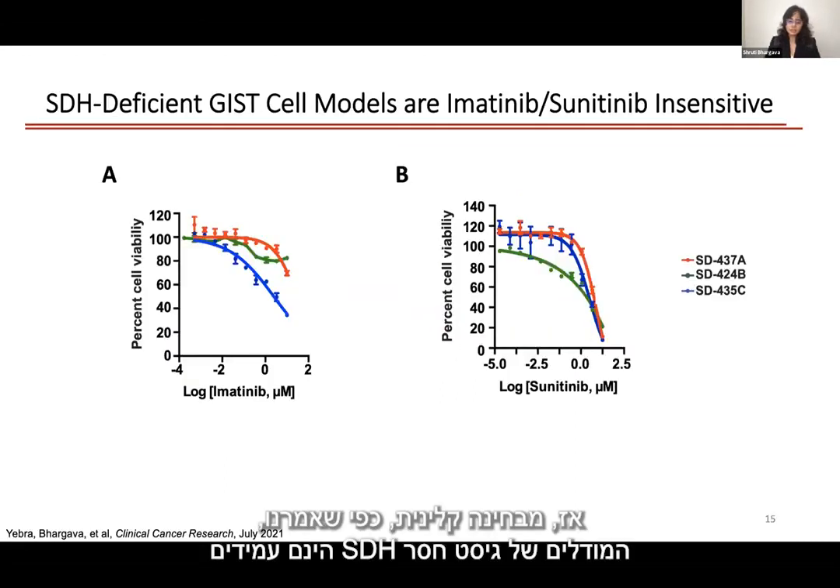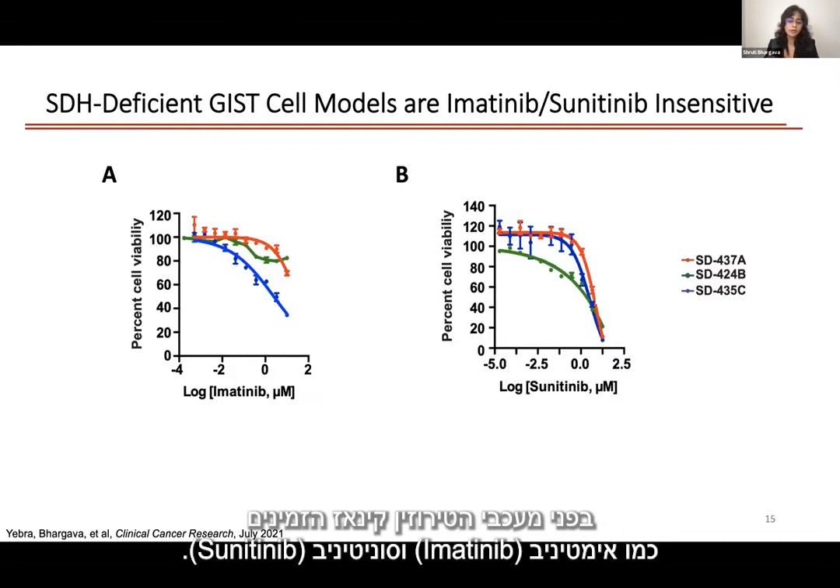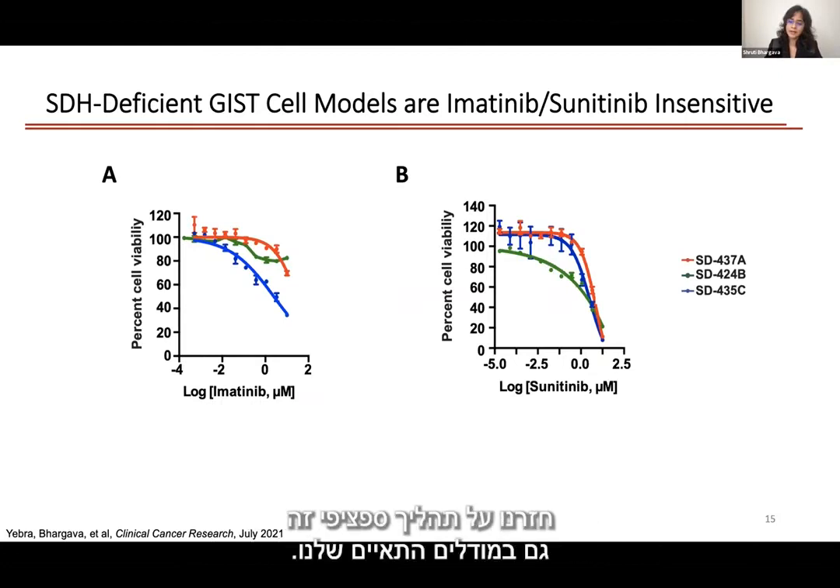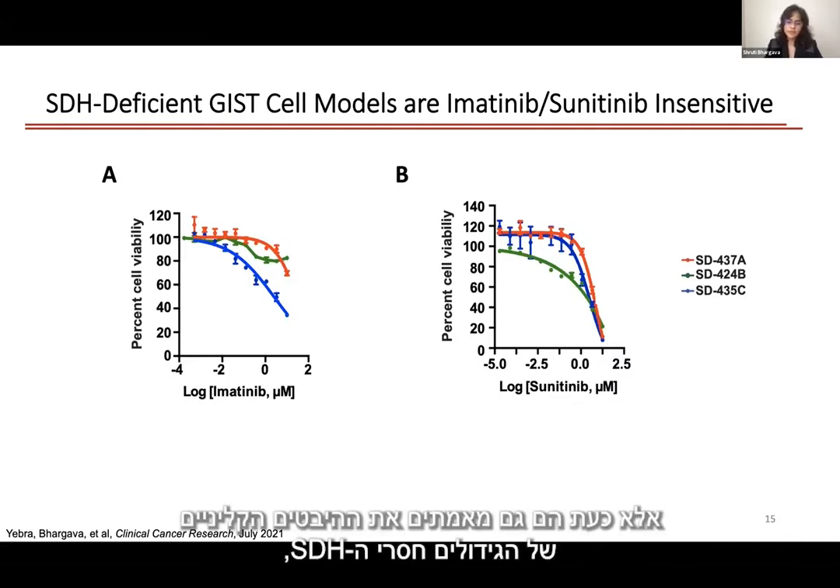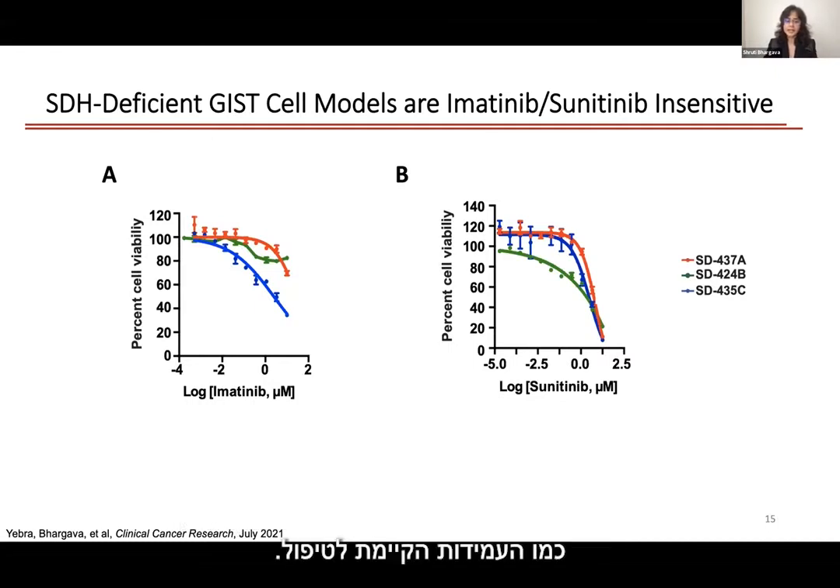So clinically, we had discussed that SDH deficient GIST models are refractory to the already available tyrosine kinase inhibitors like imatinib and sunitinib. This particular process is also recapitulated in our cellular models. So our models not only mimic the molecular characteristics of SDH deficient GIST, but are also validating the clinical aspects of SDH deficient tumors, like the therapeutic resistance that is already present.